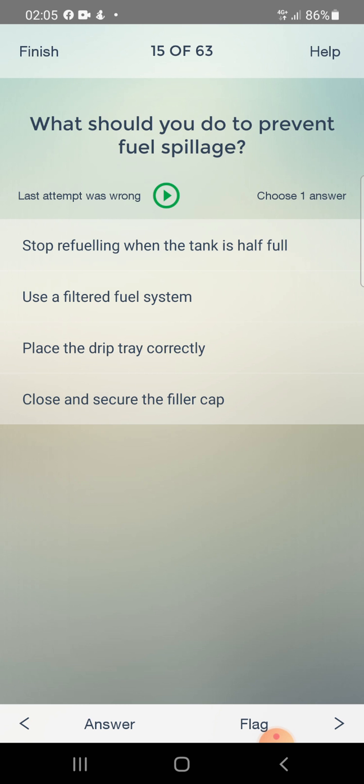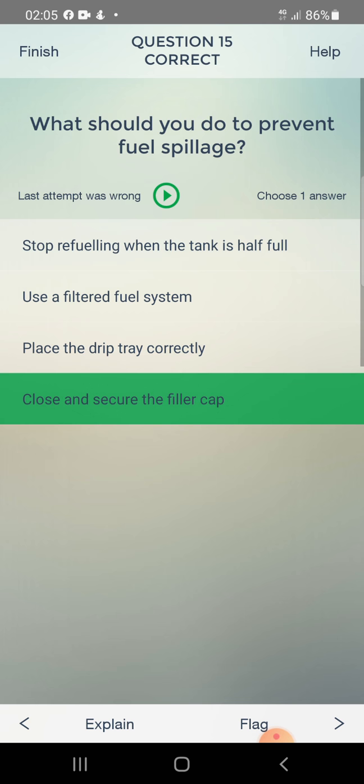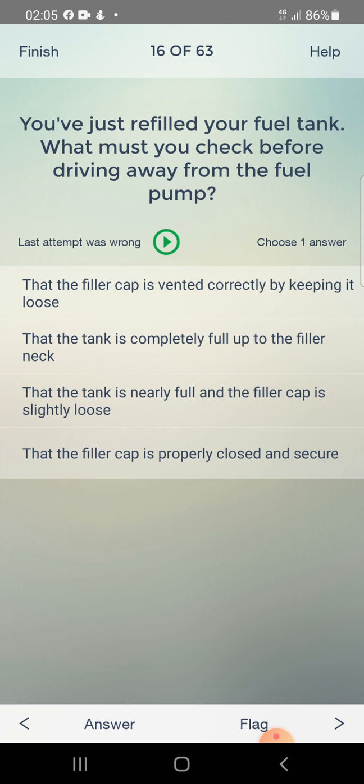Use a filtered fuel system. Place the drip tray correctly. Close and secure the filler cap. You have just refilled your fuel tank. What must you check before driving away from the fuel pump?